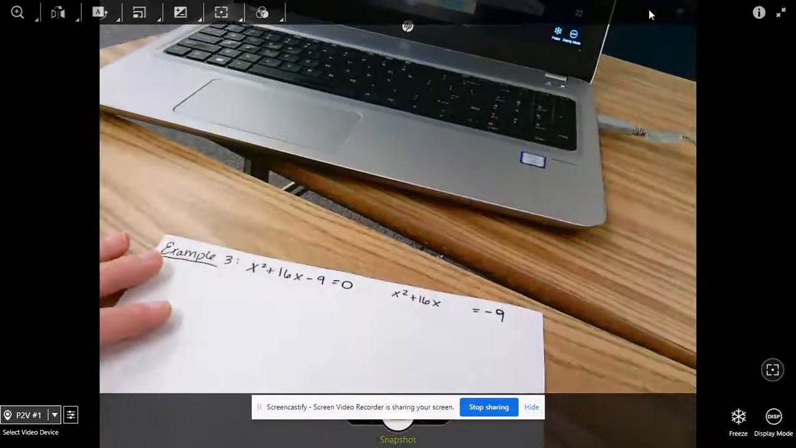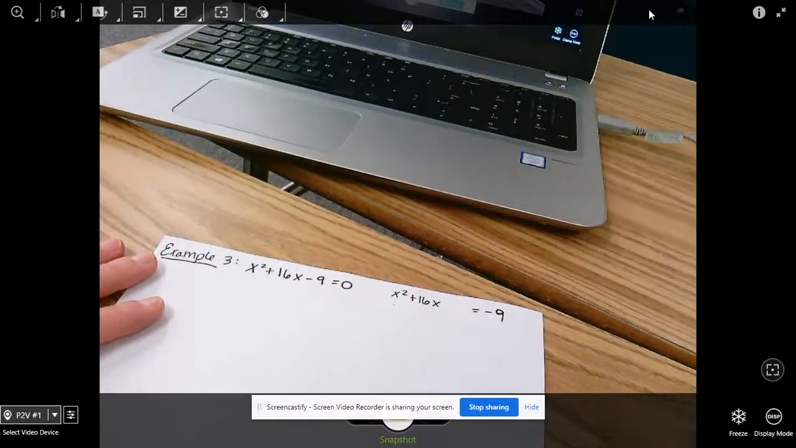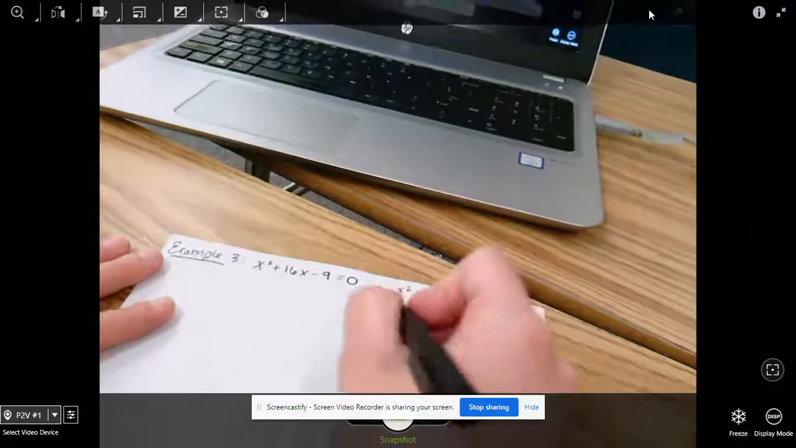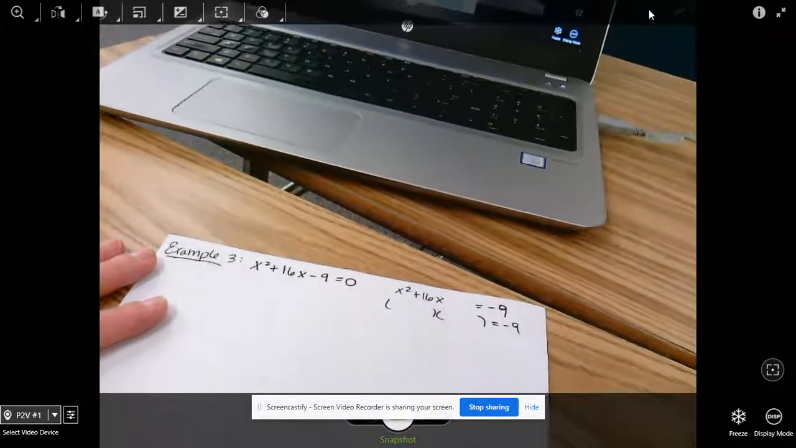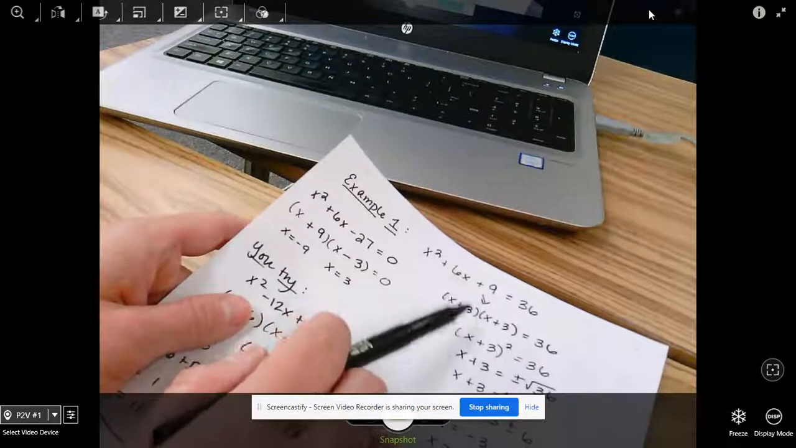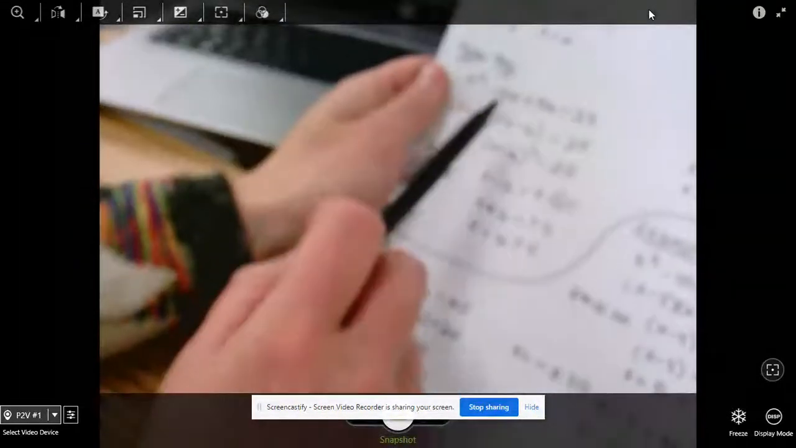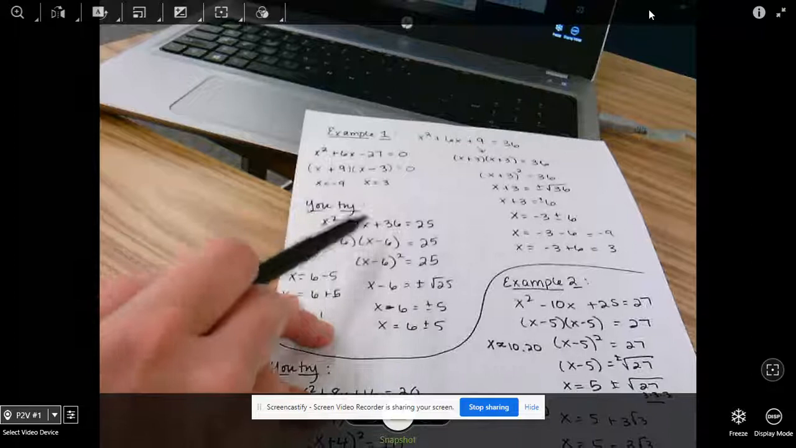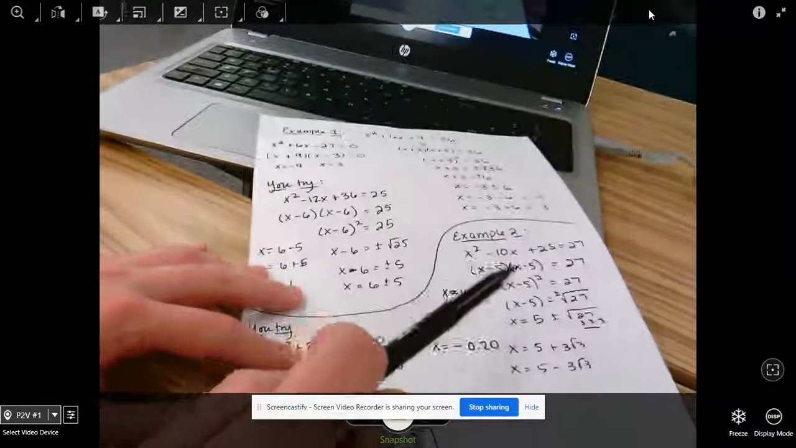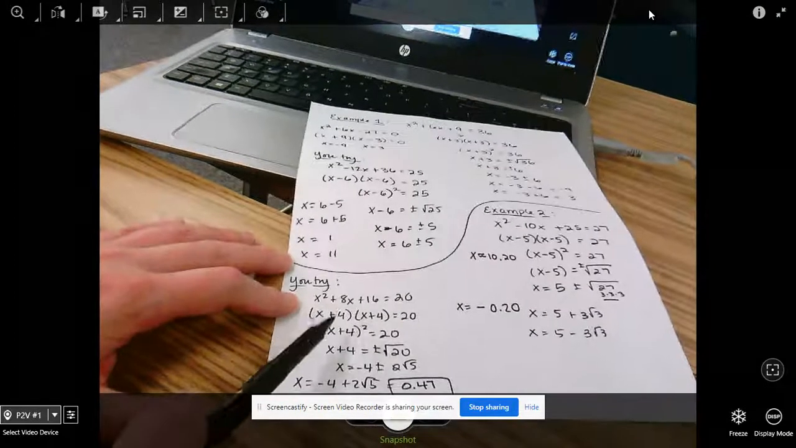I left a blank space here because I want to put a number in there that will give me the same thing twice. Well, what number am I going to put in there? So let's look at the pattern. When I had 6, it was 3 and 3. When I had 12, it was 6 and 6. When I had 10, it was 5 and 5. When I had 8, it was 4 and 4.